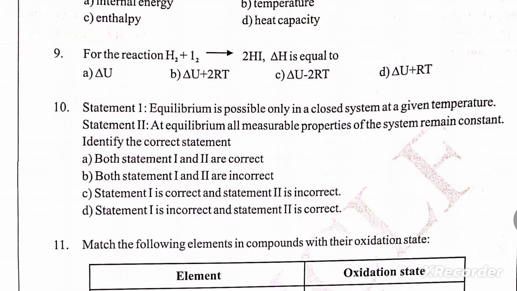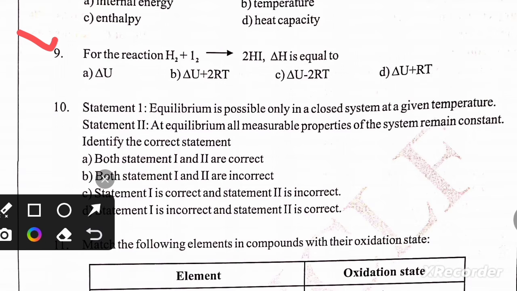Let us move to the next question. For this equation, delta n is coming 0. So then delta H is equal to delta U is the right answer.